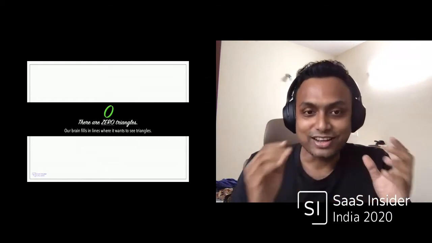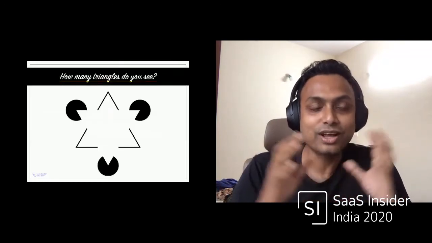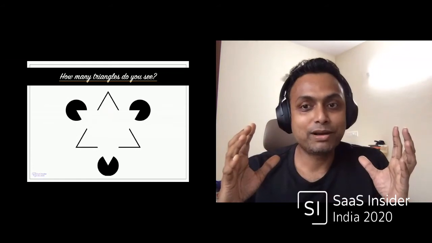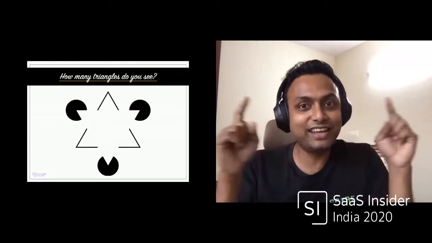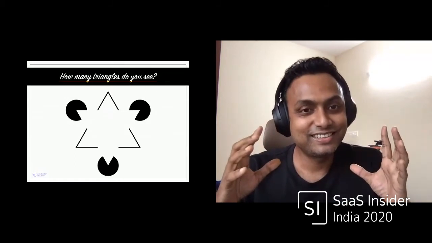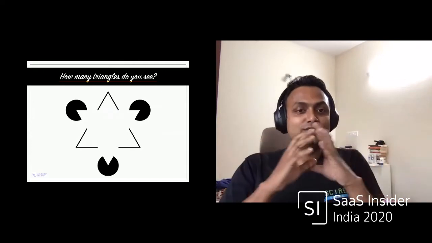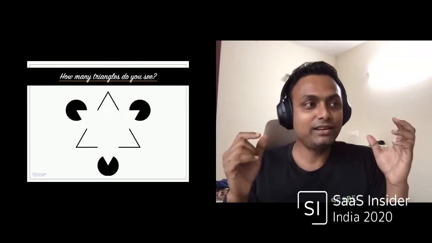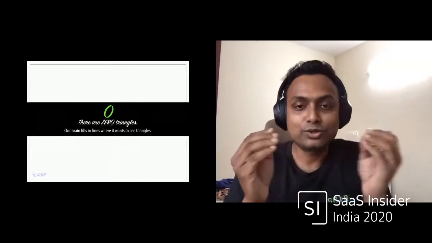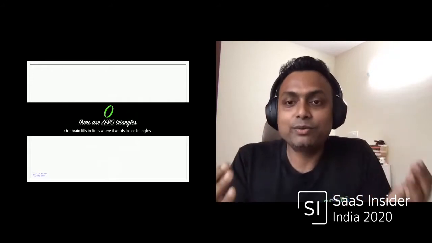So this is the answer: there are zero triangles. What happened? Our brain fills in the lines where it wants to see the triangle. I'll go back to that slide once again. If you notice, there is no triangle, but unconsciously we create triangles. So here it's basically zero triangles, but our brain fills in lines where it wants to see the triangles, and that's how our brain works.